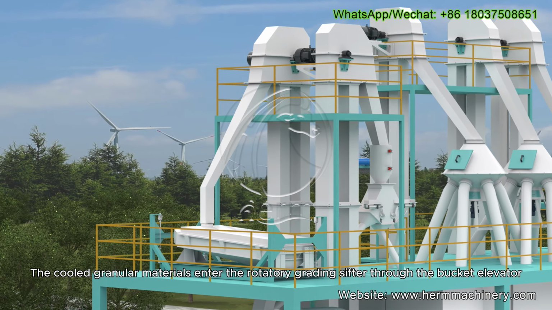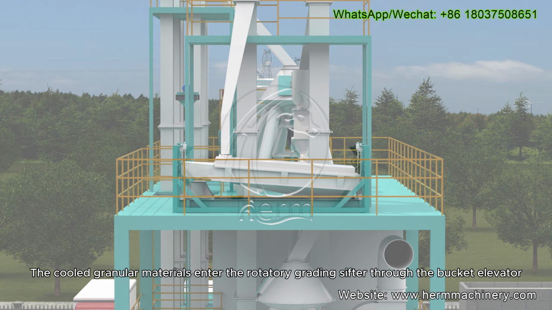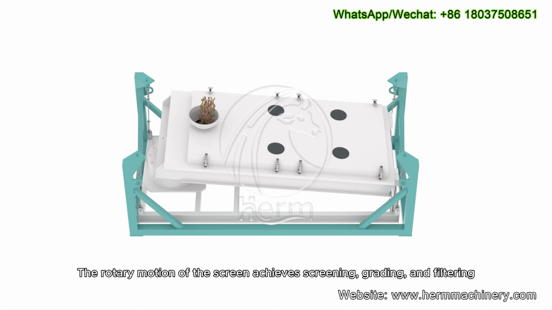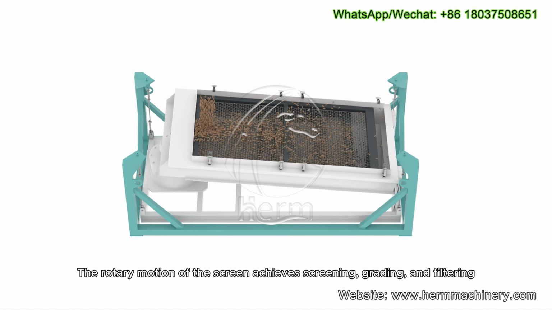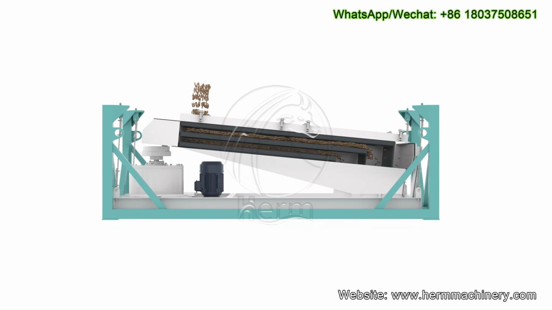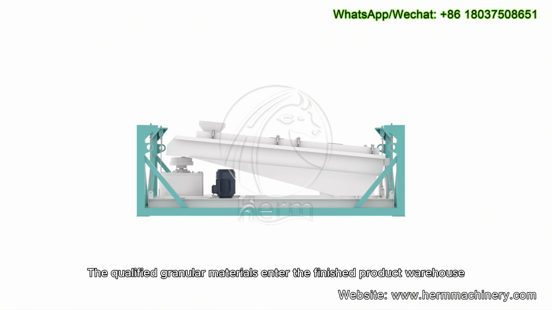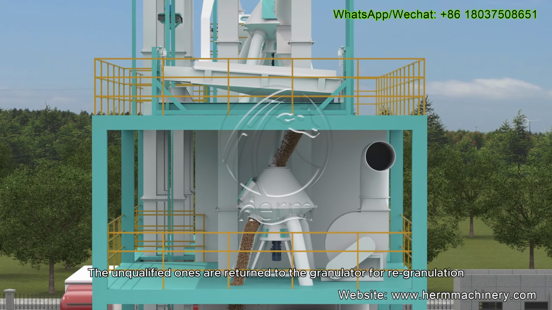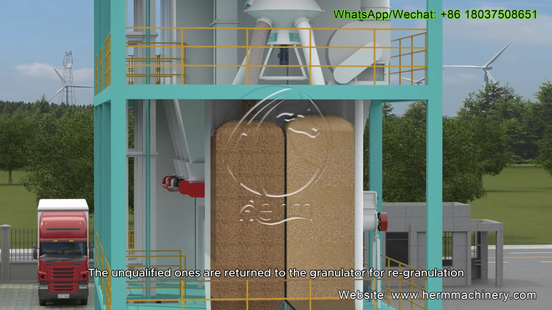The cooled granular materials enter the rotary grading sifter through the bucket elevator. The rotary motion of the screen achieves screening, grading, and filtering. It can screen both powdery and granular materials. The qualified granular materials enter the finished product warehouse. The unqualified ones are returned to the granulator for regranulation.